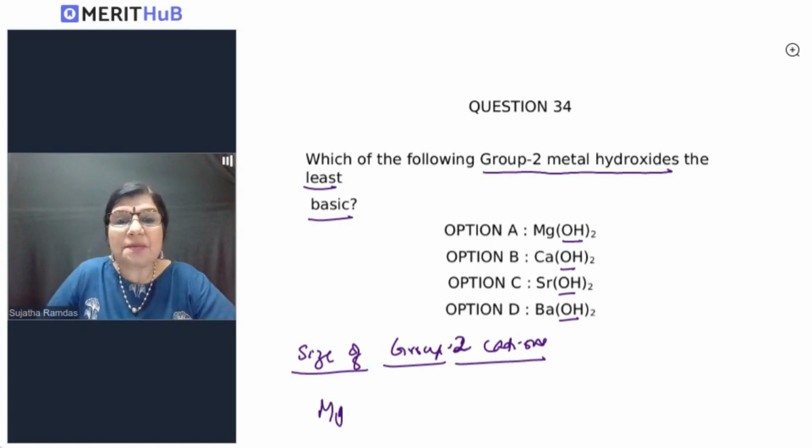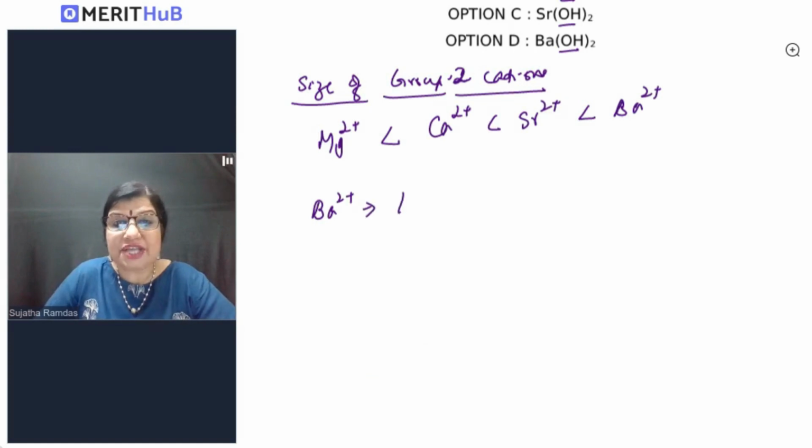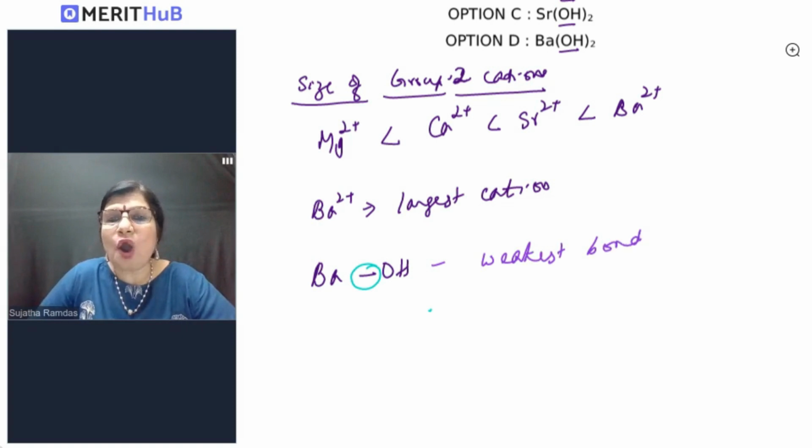The size of the magnesium ion would be the least, right? Magnesium ion is smaller than calcium ion, smaller than strontium ion, smaller than barium ion, right? So barium ion being the largest cation in group 2, what can happen? The Ba-O bond will be the weakest. And when the bond is the weakest, that bond breaks most readily.